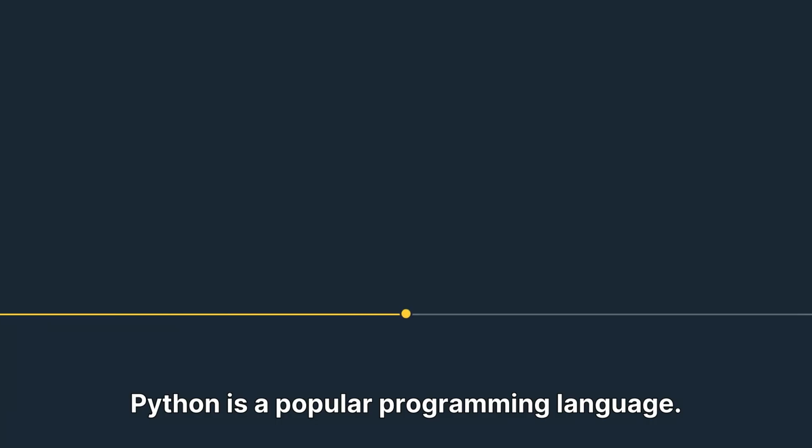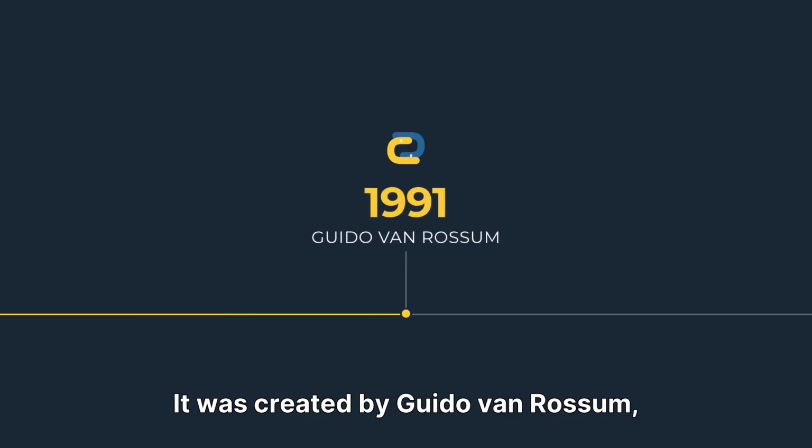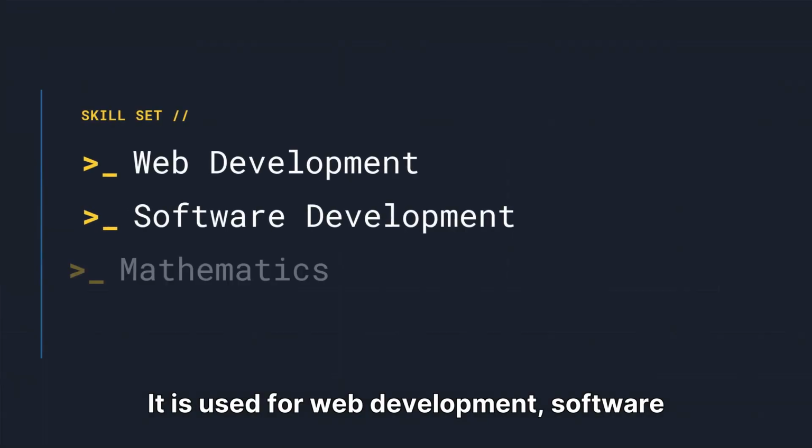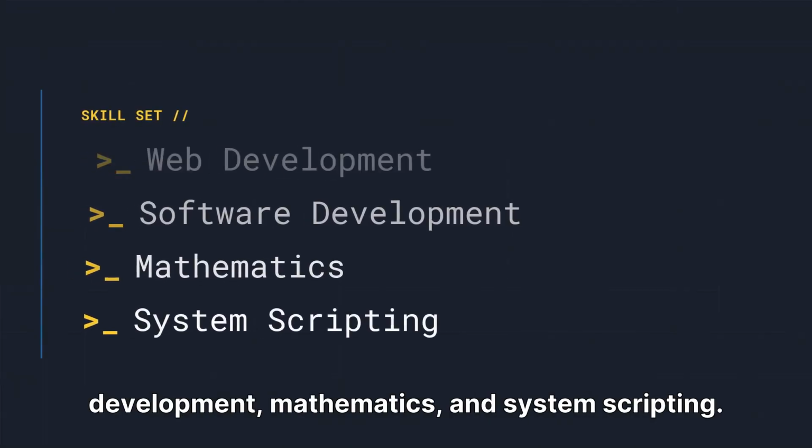Python is a popular programming language. It was created by Guido van Rossum and released in 1991. It is used for web development, software development, mathematics, and system scripting.